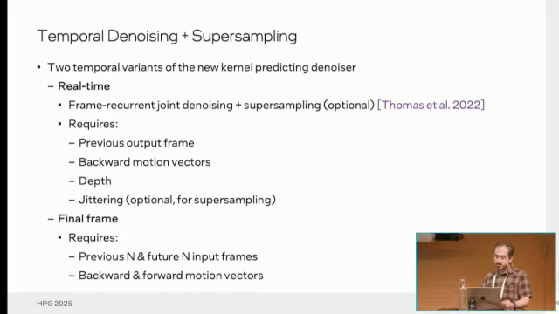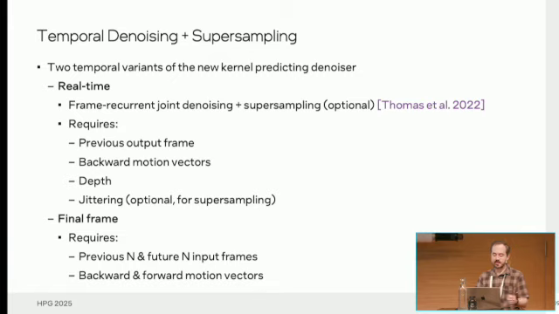OpenImageDenoise 3 will also finally introduce temporal denoising, which is by far the most requested feature. Actually, it will have not just one temporal variant of the new kernel prediction network, but 2, for different purposes. One of them will be a real-time frame recurrent filter, which will support joint denoising and supersampling using the same network. This will require the previous output frame, backward motion vectors, and depth as additional inputs.